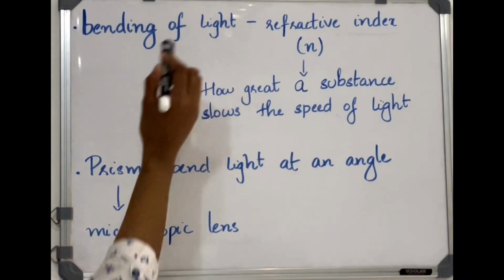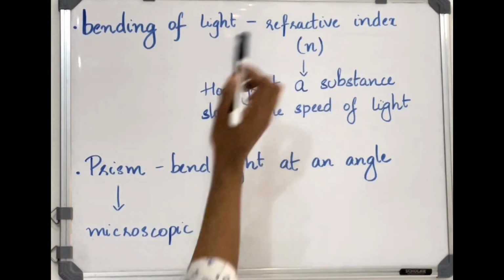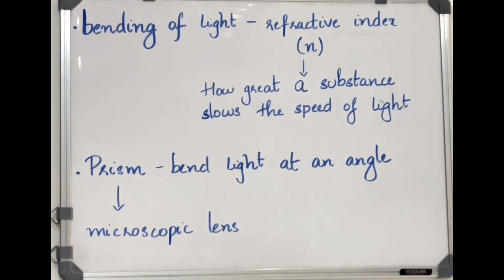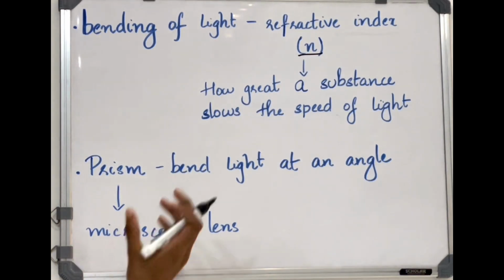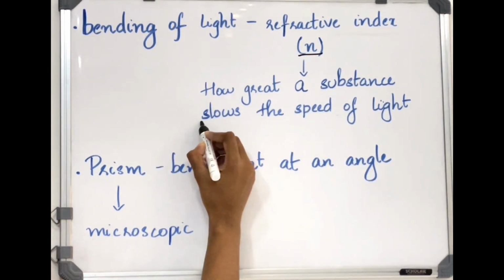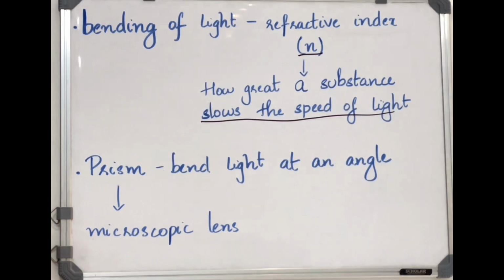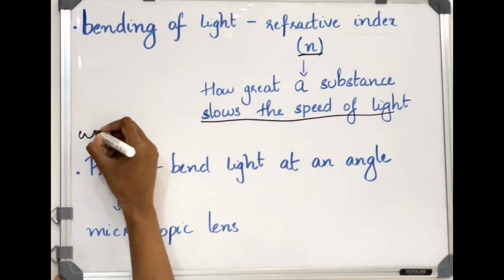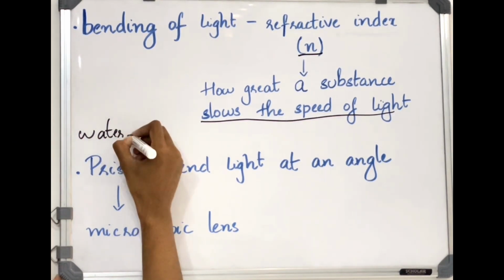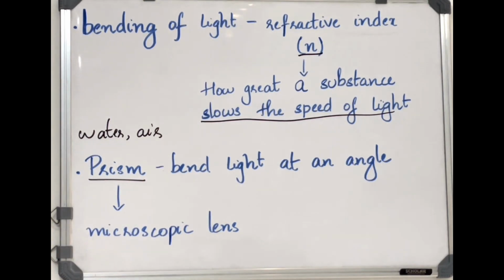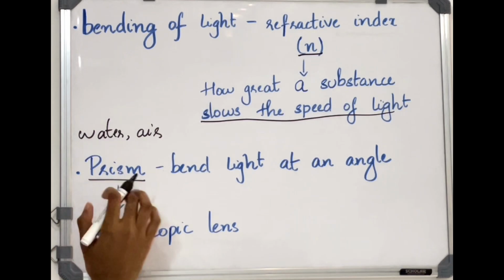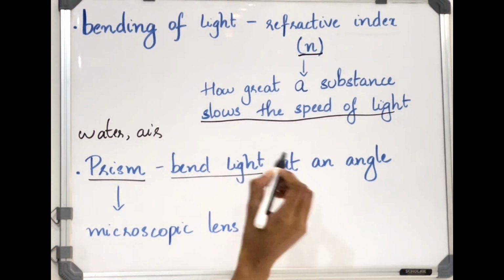The bending of light is determined by refractive index. Refractive index is denoted by N. Now this refractive index is a measure of how much a substance will slow the speed of light. Now just consider that an object is placed between two mediums such as water and air. Now if that object is a prism, when the light passes through it, what the prism does is that the prism will bend the light at an angle.